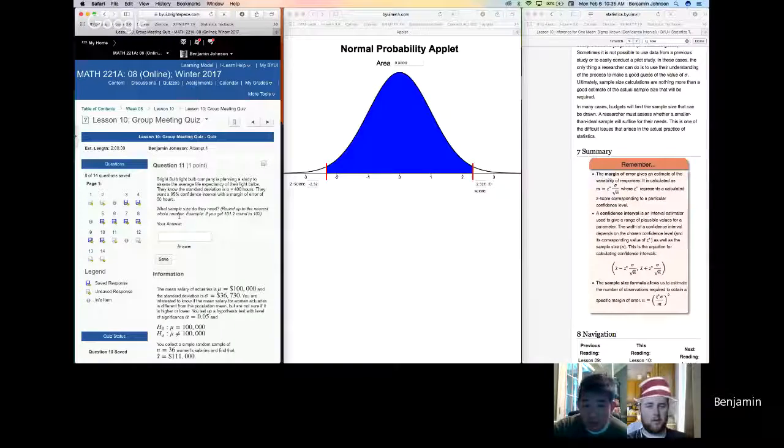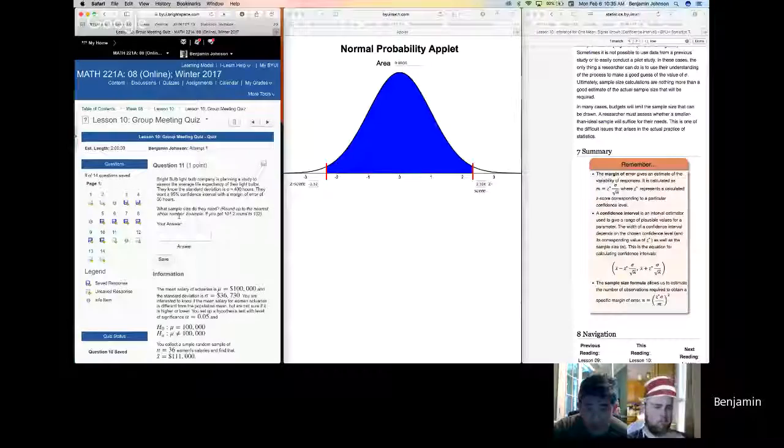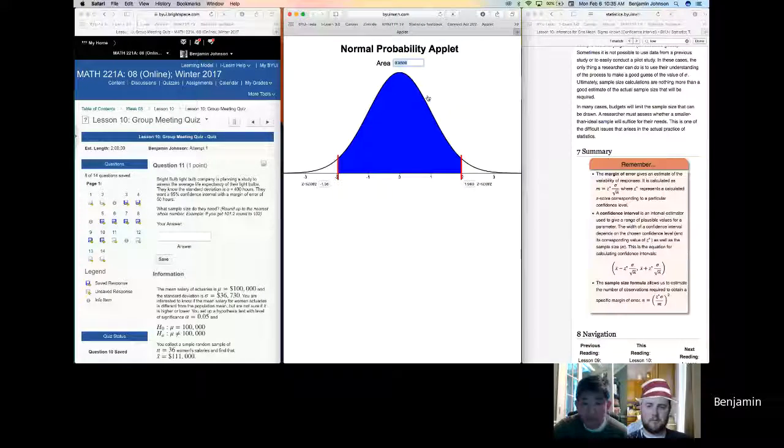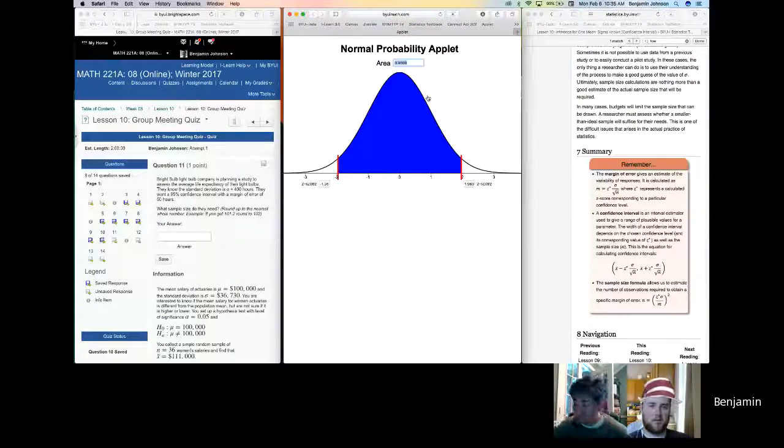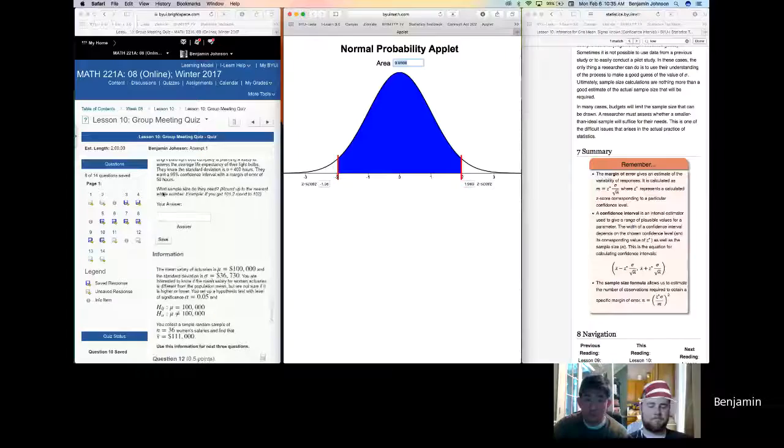Okay. Bright Light Bulb Company is planning on studying the average life expectancy of their light bulbs. They know the standard deviation is 400 hours. They want a 95% confidence margin of error of 50 hours. So confidence interval 95%, so z-score 1.960. What sample size do they need?